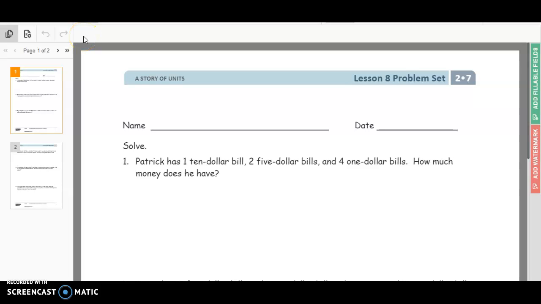Good morning, everyone. Today we're going to be working on Lesson 8 from Module 7. It's going to be very similar to what we did yesterday. We're going to be working with word problems, but today, instead of talking about coins, we are going to be talking about dollar bills. So let's go ahead and get started with problem 1.